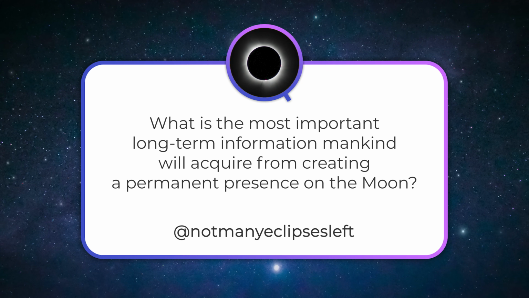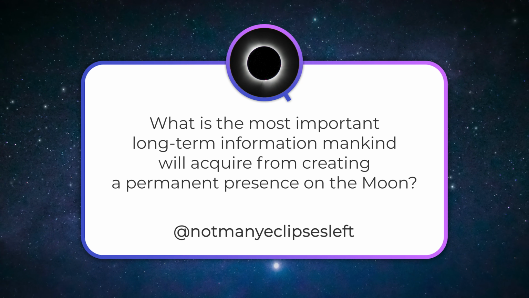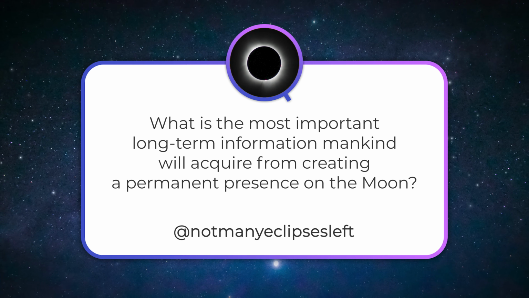Not many eclipses left. What is the most important long-term information mankind will acquire from creating a permanent presence on the moon? Well, the most important thing that we will learn is how to live in space. That is really the beginning and the end of why we should be sending humans into space. If what you want to do is science, you send the robots. If what you want to do is asteroid mining, you send the robots.